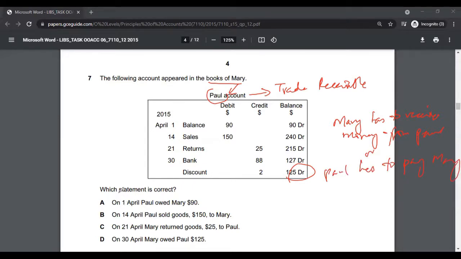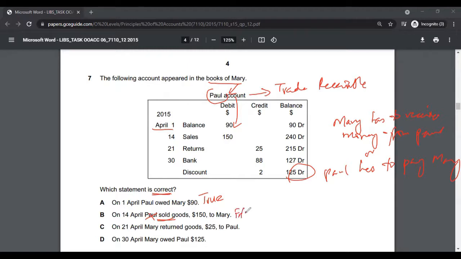So let's look at the statement. On 1st April, Paul owed Mary $90. On 1st April, debit balance. Yes, this is true. Let's see if other statements are true or false, because we have to identify a correct statement. On 14th April, Paul is not selling goods. It's Mary who is selling goods.